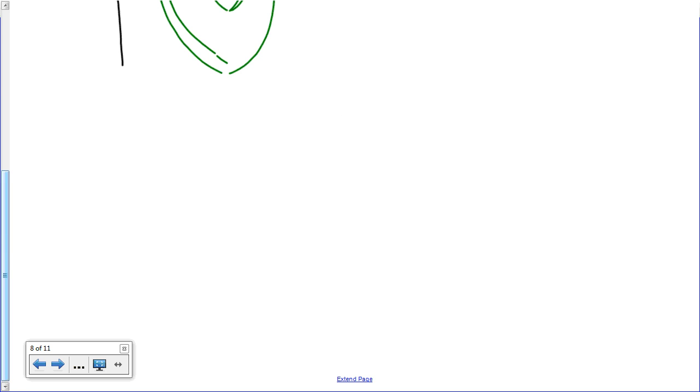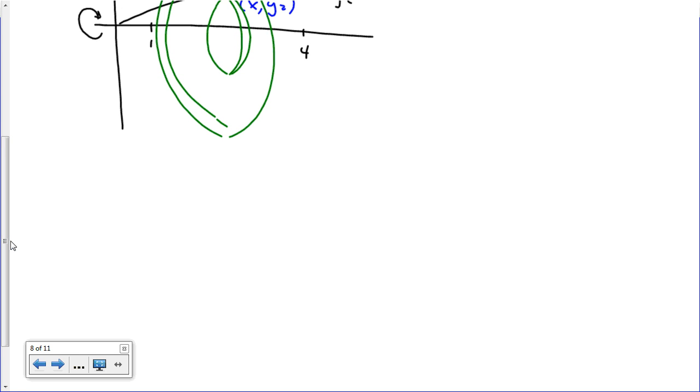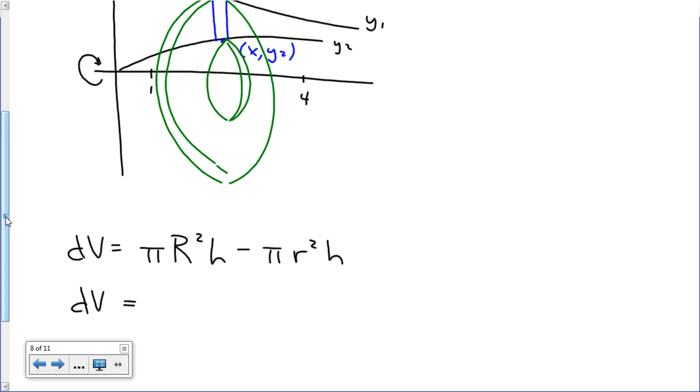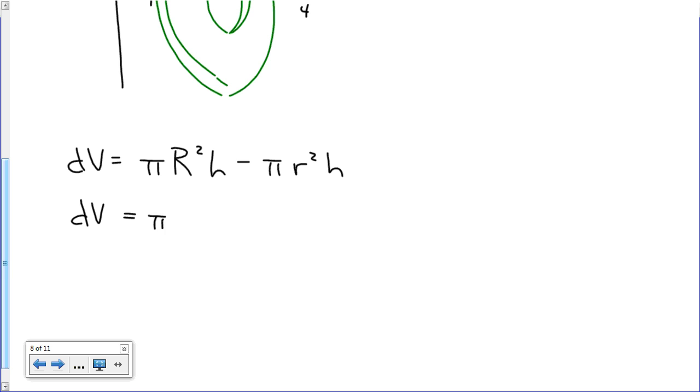So in that case, we would say that dV is equal to pi times the big radius. I'll use capital R there to indicate the big radius of this thing. Big radius squared times height, minus pi times the little radius squared times height. So it's the difference of these two cylinders. All right, so now let's get this in terms of the points that I have labeled here. So big R, this is going to be pi times big R squared.